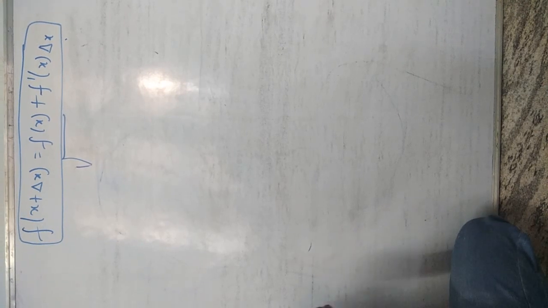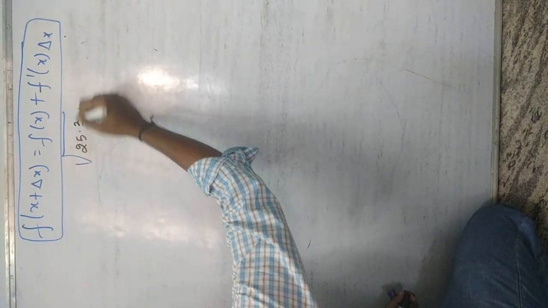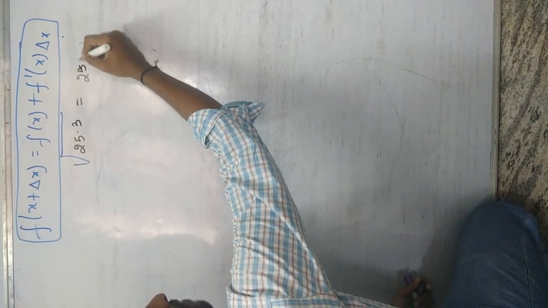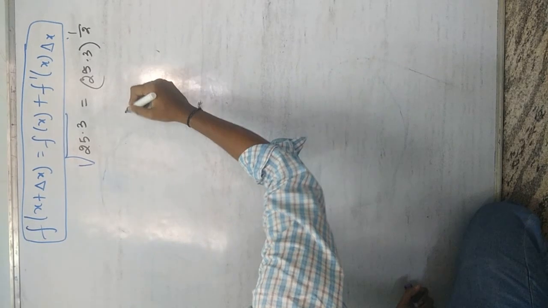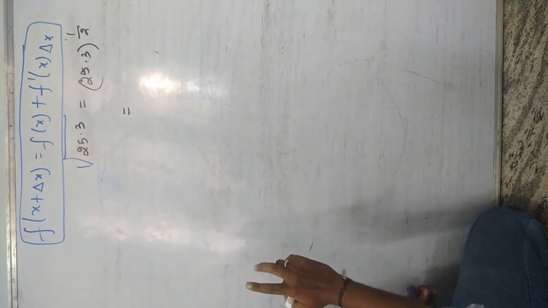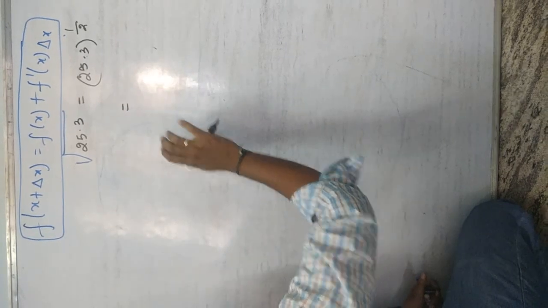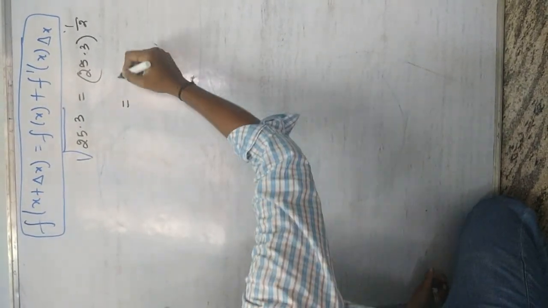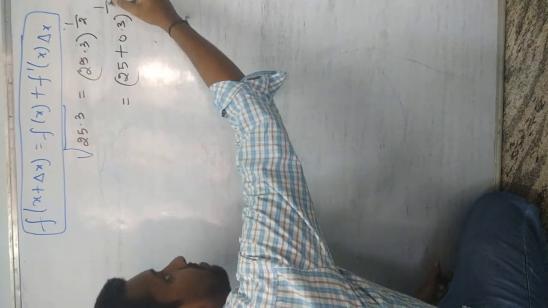So the second sum question is, find using differentials, find the square root value for root 25.3. First step, 25.3 power 1 by 2. Square root na power 1 by 2. Next, which number multiplied two times gives 25? Does such a number exist or not? Yes, it exists. So 25 plus 0.3 power 1 by 2.